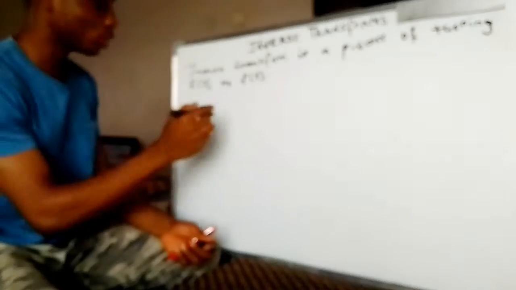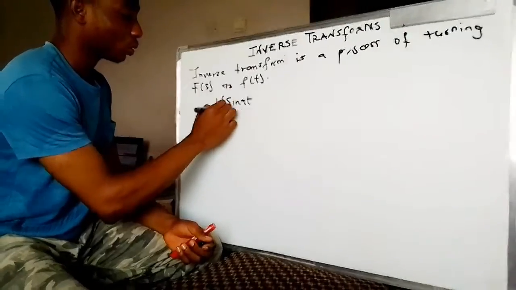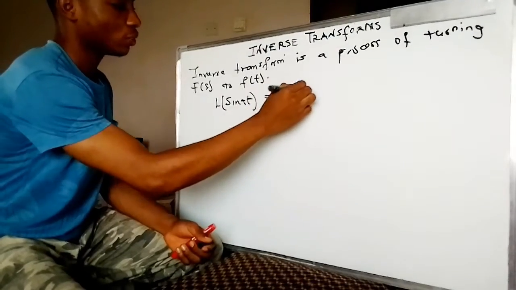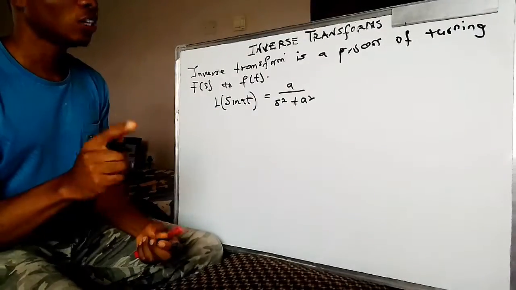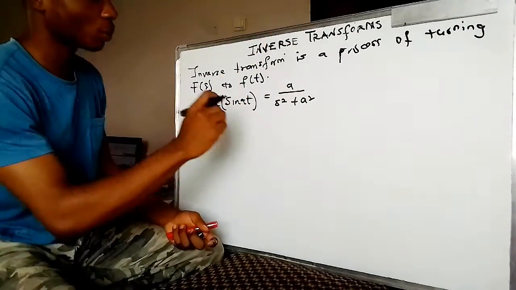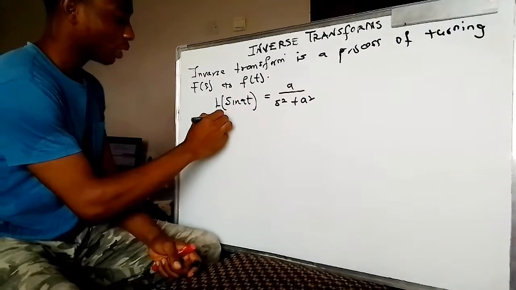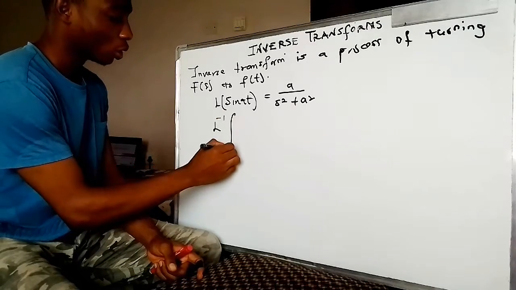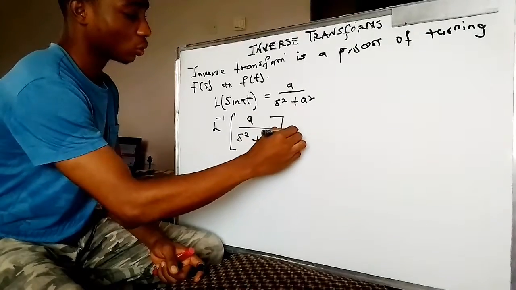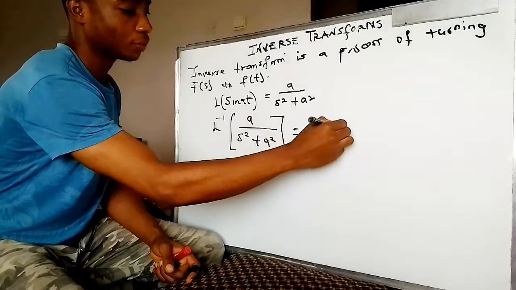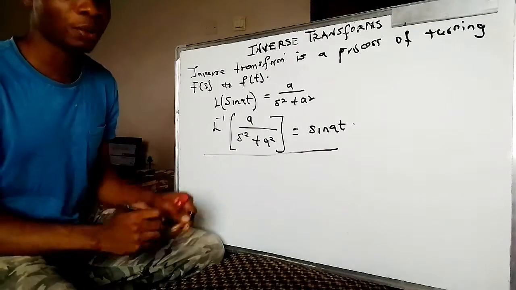For example, we all know that Laplace of sine at is equal to a divided by s squared plus a squared, right? This is Laplace of sine at. Now, if we are given only this and we have to find the inverse transform, we can just say L inverse, L raised to power minus 1, of a divided by s squared plus a squared is equal to what? Sine at. This here is what we call the inverse transform of Laplace.